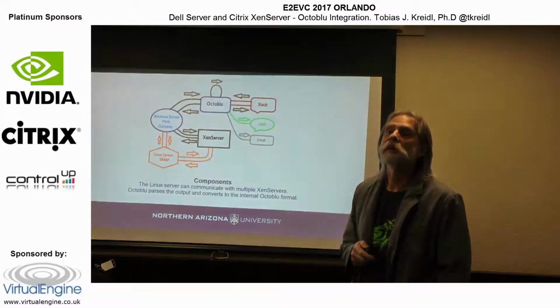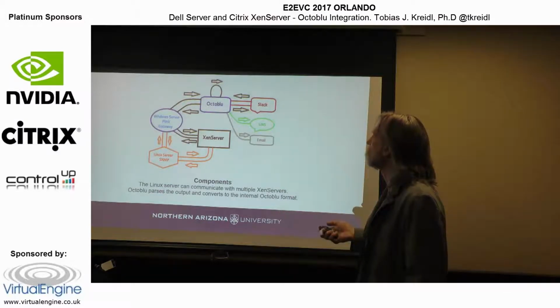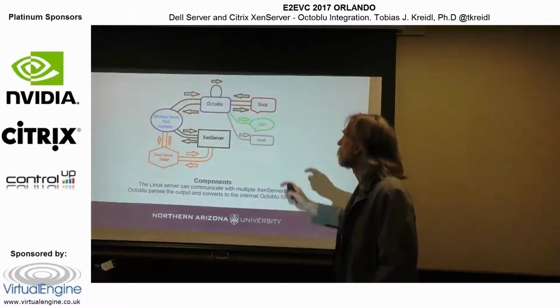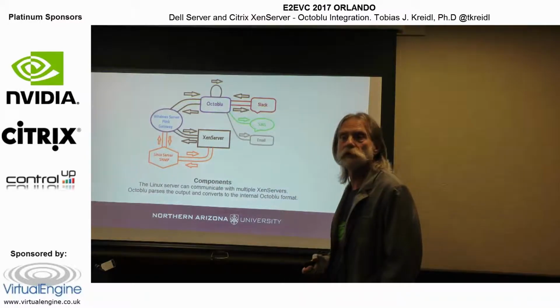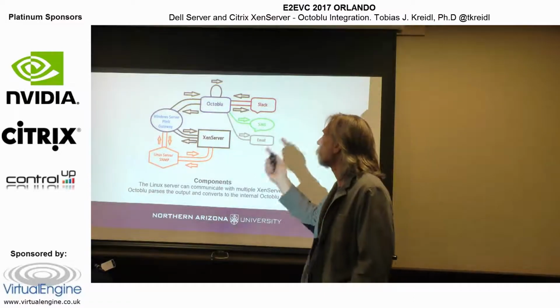Okay, so here, this is just very quickly kind of what the outlook is. Octoblu, of course, can query itself for various types of things. There's an input-output mechanism available so that Slack can talk back and forth.